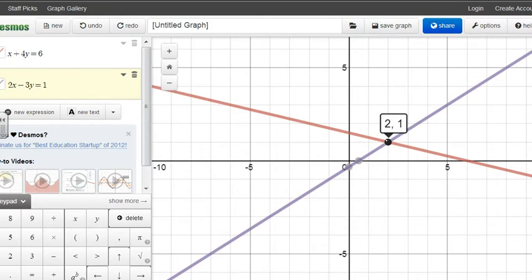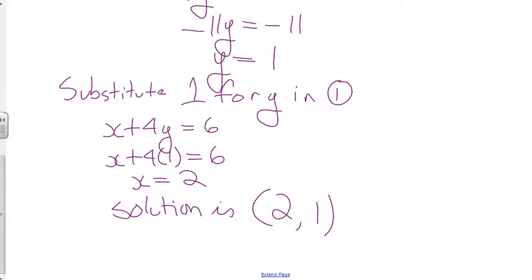So if you're at home sitting there and your computer's handy while you're doing your homework and you want to just graph it, so what do these look like? What does this system look like? Okay, where was I? Oh, there we are. Right. So the solution is 2, 1.